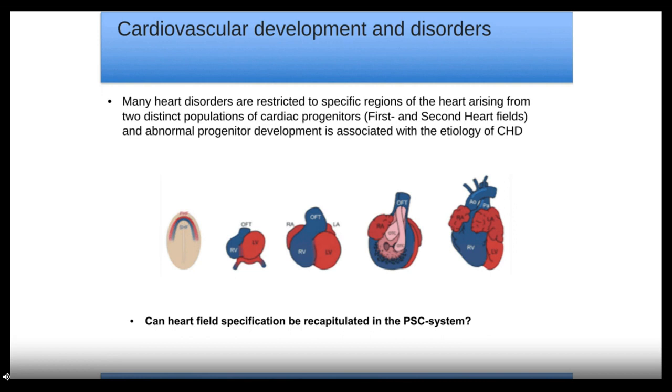In mammals, the heart develops from two sets of molecularly and phenotypically distinct progenitors, referred to as the first and second heart field. As you can see in this drawing, the first heart field is visualized in red, whereas the second heart field is visualized in blue. The first heart field gives rise to certain parts of the heart, whereas the second heart field gives rise to other parts. The first heart field gives rise to the left ventricle and part of the atria, whereas the second heart field exclusively gives rise to the outflow tract and the right ventricle. It makes sense that abnormal progenitor development is closely associated with the etiology of congenital heart defects. So one of the questions we asked ourselves was whether it was possible to develop a pluripotent stem cell-based model system to study heart field specification and potentially allow us to model progenitor development and chamber-specific events that are associated with congenital heart disease.